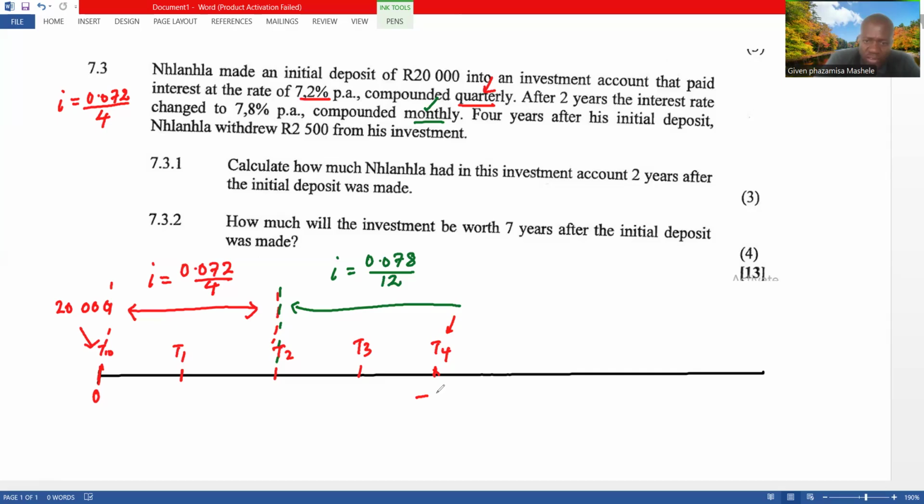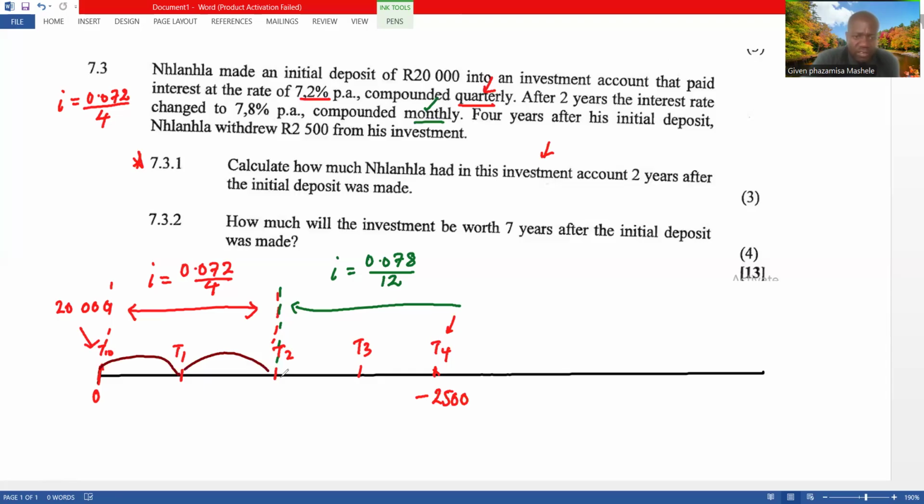Withdrew 2,500 rand from his investment. Now the first question, 7.3.1, says: calculate how much Nhlanhla had in his investment account 2 years after the initial deposit. 2 years after means they're referring from here up until here.